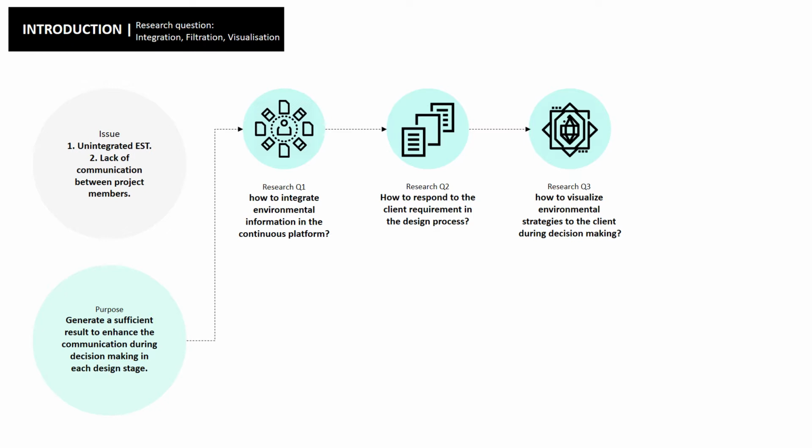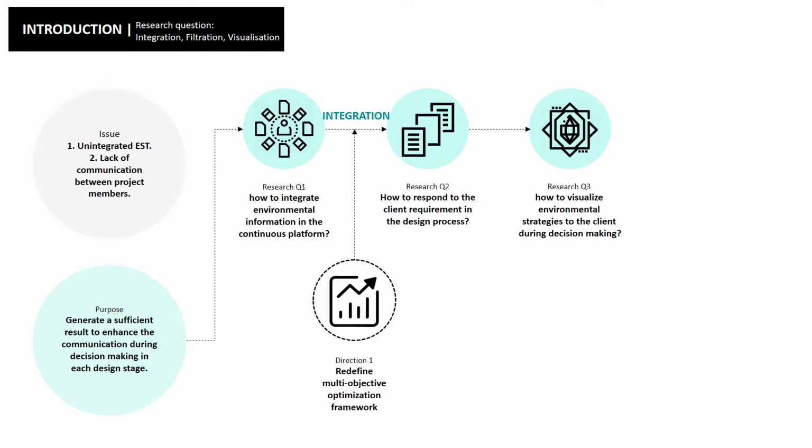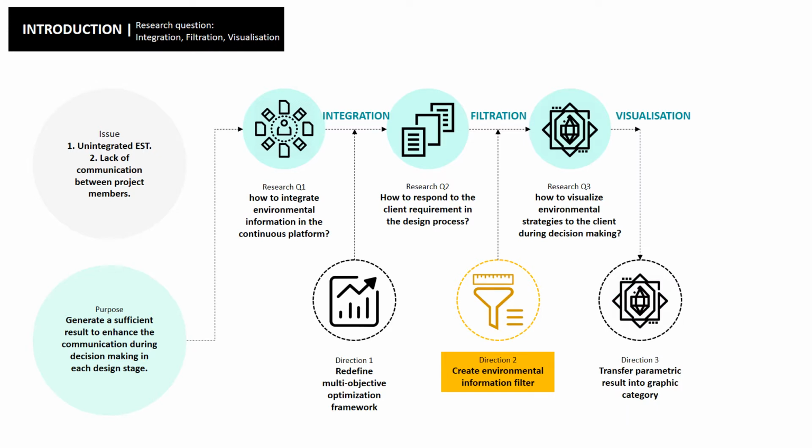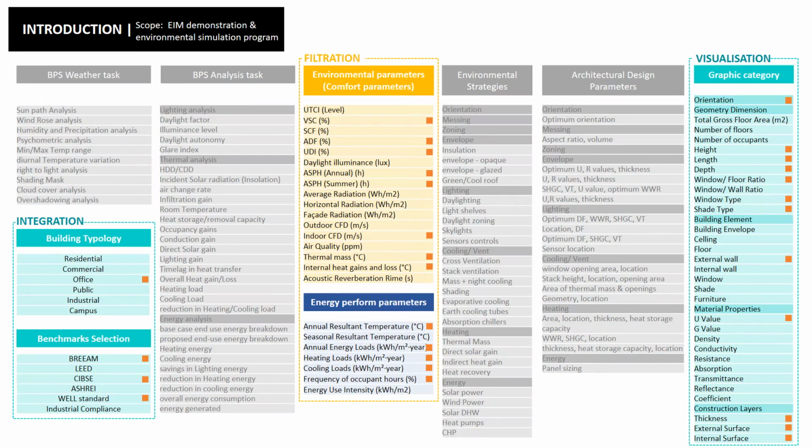In summary, there are 3 points for EIM: the integration of environmental information in a continuous platform, the filtration of selected parameters based on the project requirement, and the visualization of parametric results and strategy. This report focuses on the 4 demonstrations of completed EIM system rather than result in the best design solution.